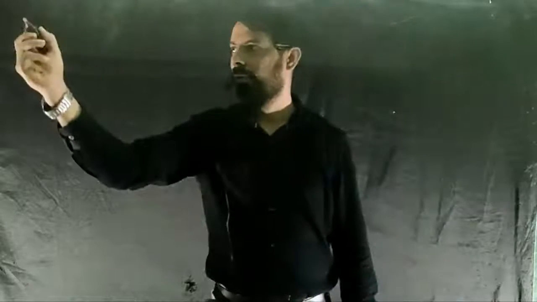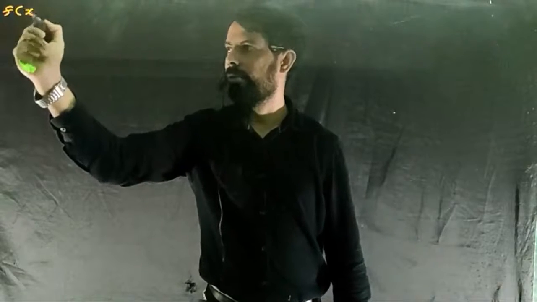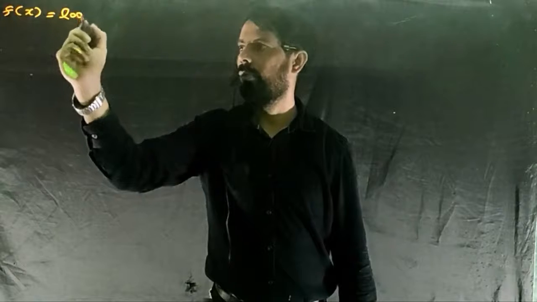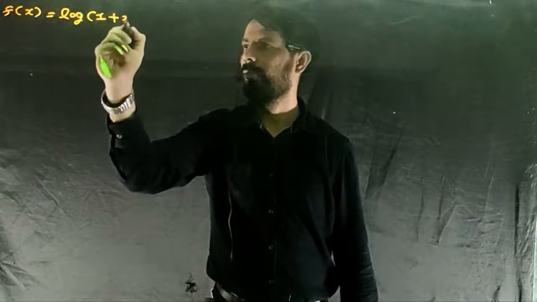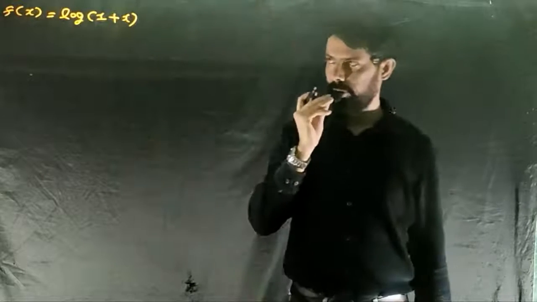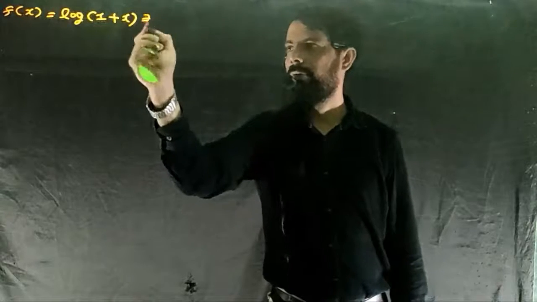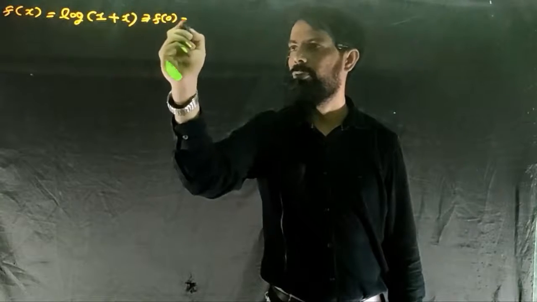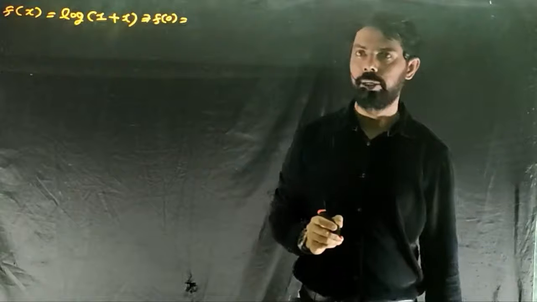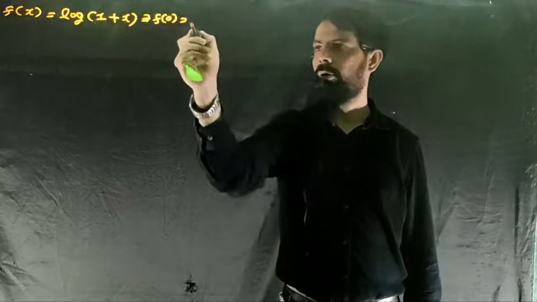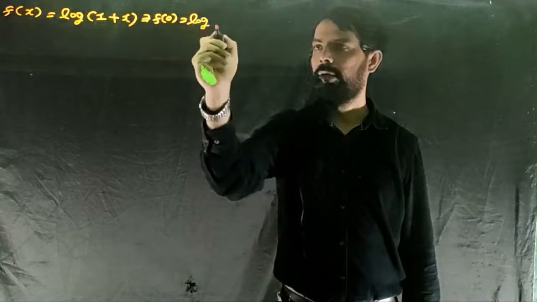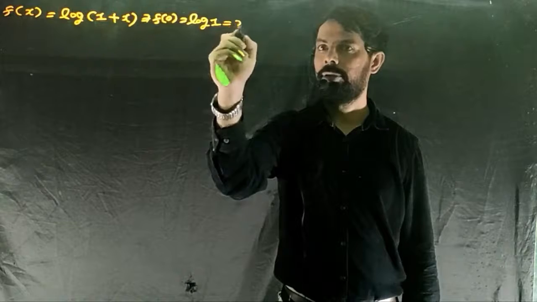Now we will discuss the Maclaurin series for the function f of x equal to log 1 plus x. First of all, what do we have to find out? We have to find the value of f of 0. Replacing x by 0 here, log 1, the value of log 1 is 0.